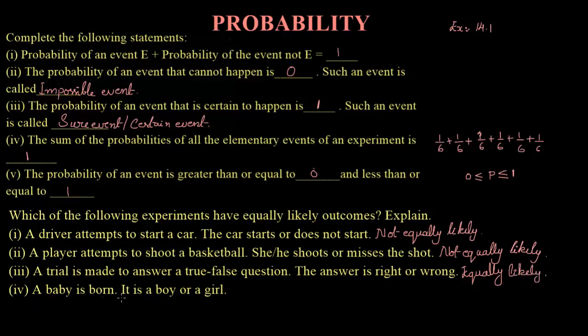Then here, a baby is born, it is a boy or a girl, right? So there is a 50% chance, maybe the baby is a boy or maybe the baby is a girl, we don't know that, right? So there are equal chances of the baby being a girl or a boy. There is a 50% chance, or 0.5 probability. So this is an equally likely event.